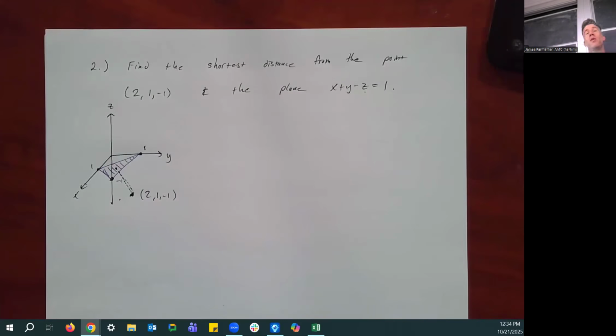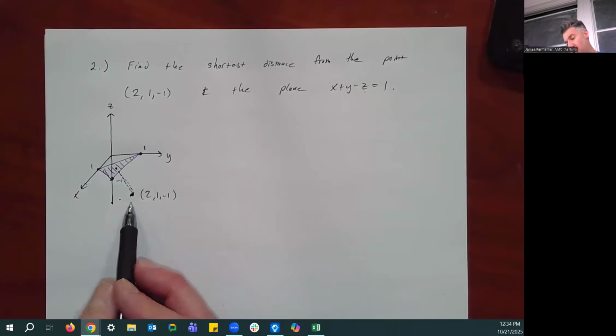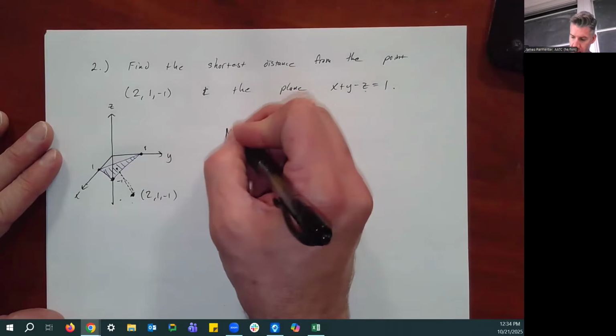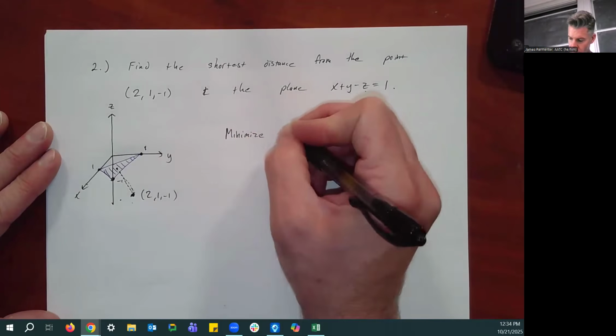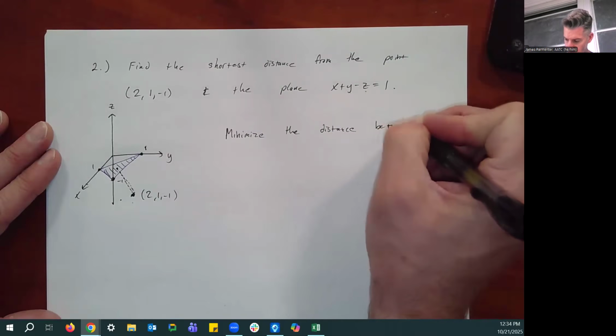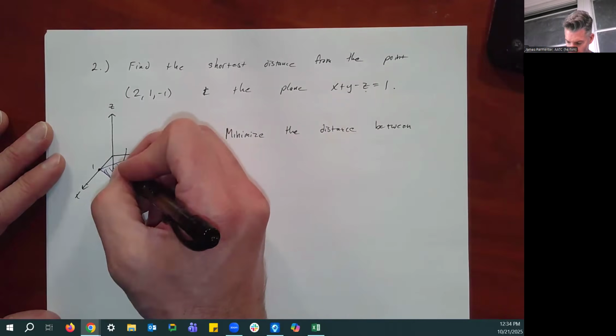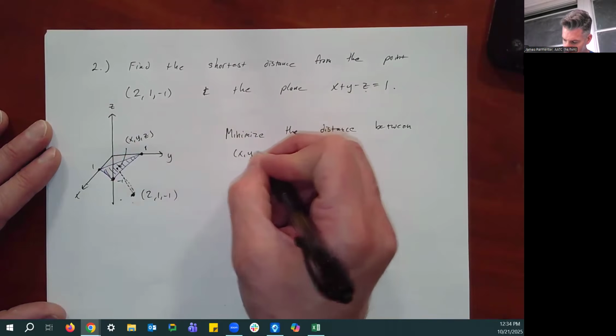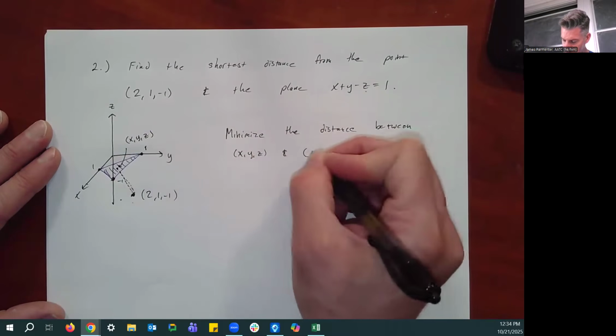But if you're trying to find the shortest distance between a point and a plane, you're trying to identify where on that plane is closest to this point that's not on the plane. Or in other words, you're trying to minimize the distance between this point that we know and some point that happens to live on this plane. So really, we want to minimize the distance between this point over here, which we're going to call, not surprisingly, x comma y comma z, and the other point that we know, 2 comma 1 comma negative 1.